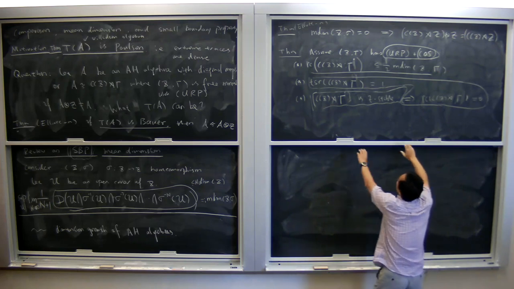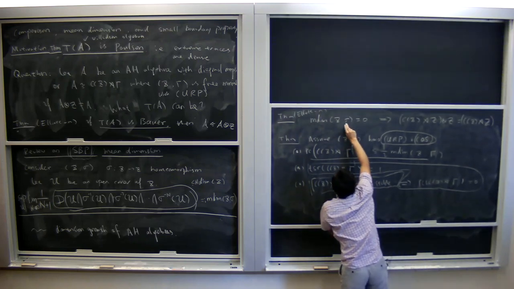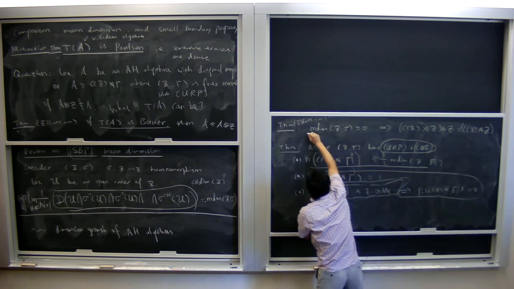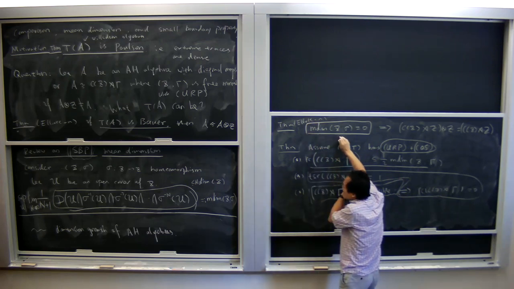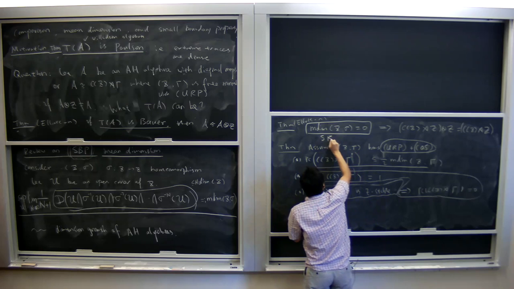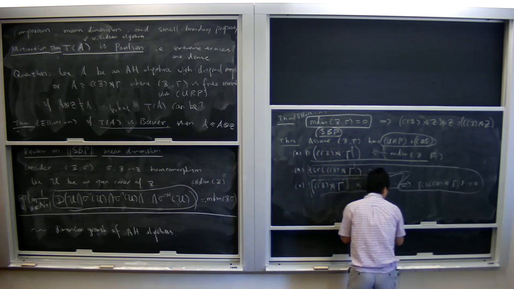Anyway, if you really look at this paper, if you look at the proof, the thing we really used is not really the mean dimension. Well, in the proof, what we use is the small boundary property of the dynamical system. Okay, so what is that?